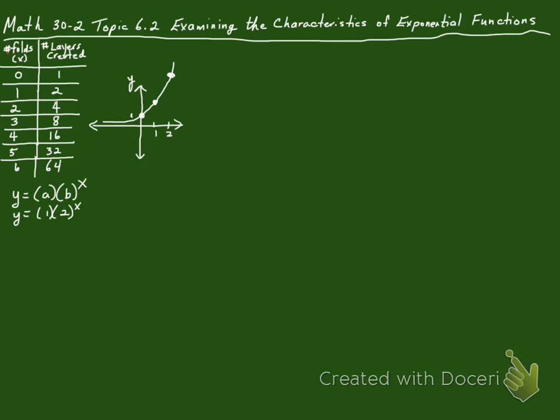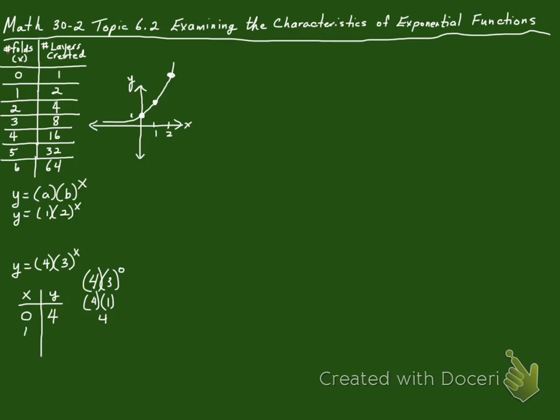Let's go to another one. Let's say y is equal to 4 times 3 to the power of x. Well, let's plug in some values. First of all, when x is 0, what's y? Well, when x is 0, I'm going to have 4 times 3 to the power of 0. Remember that anything to the power of 0 is equal to 1. So 4 times 1 would be 4. Therefore, our first ordered pair, when x is 0, y is 4.